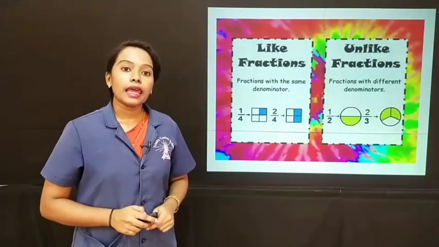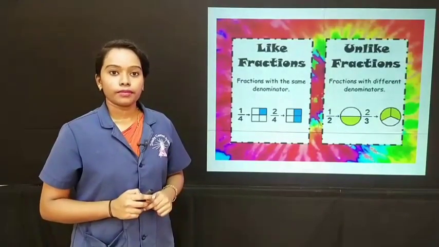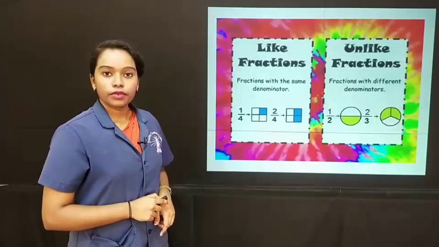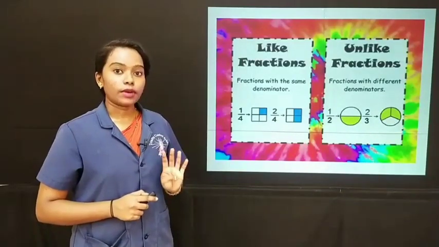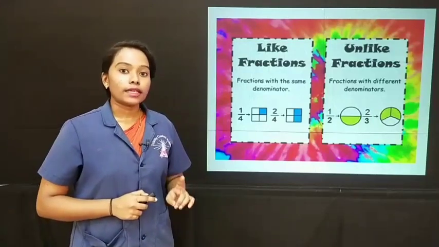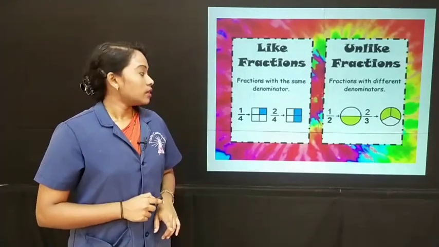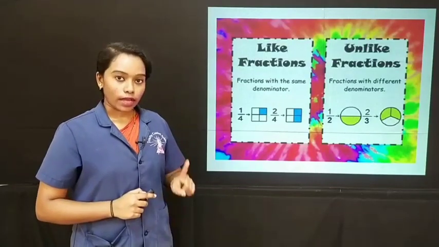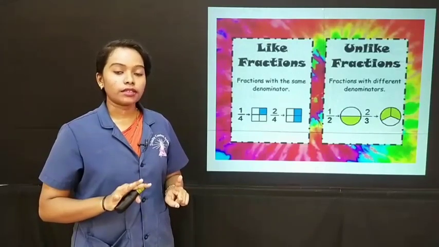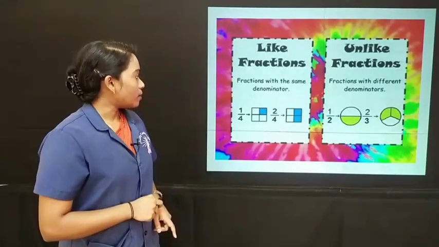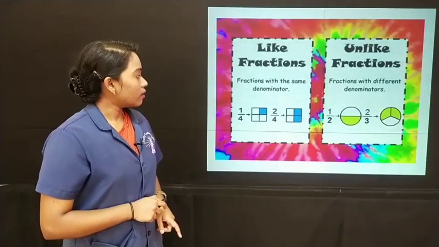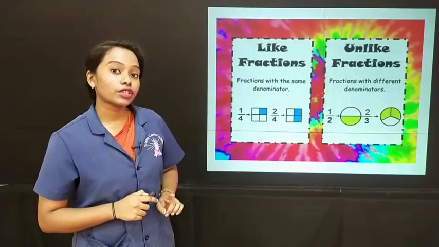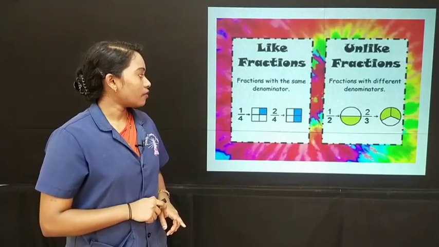Next concept is like and unlike fractions. See here, we have a square which is divided into 4 equal parts, and out of 4, one is shaded with blue. Now we have to represent this shaded portion by a fraction. 1 out of 4 is shaded, therefore the fraction is 1 by 4. Here 2 out of 4 parts are shaded, therefore the fraction is 2 by 4.